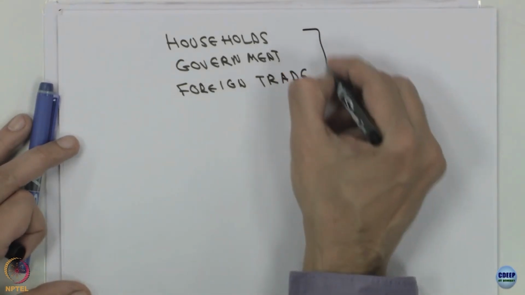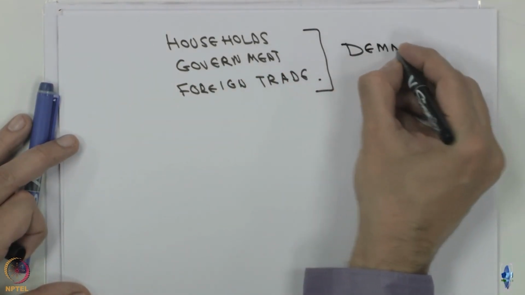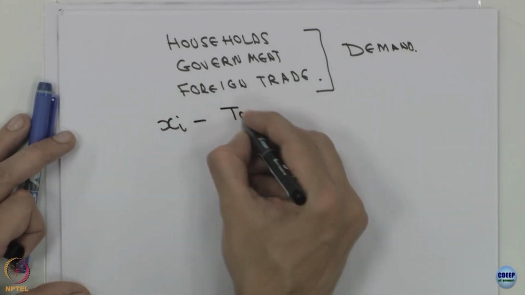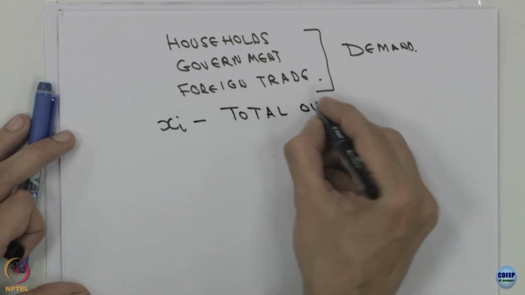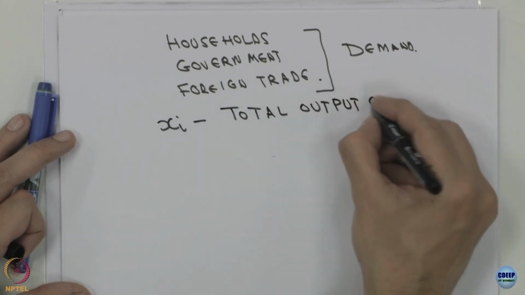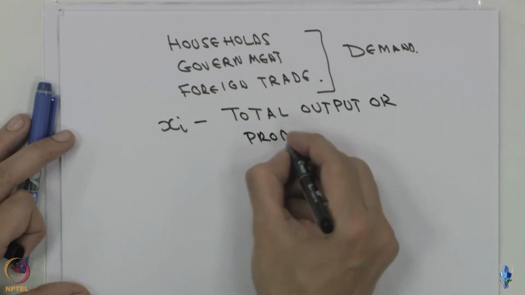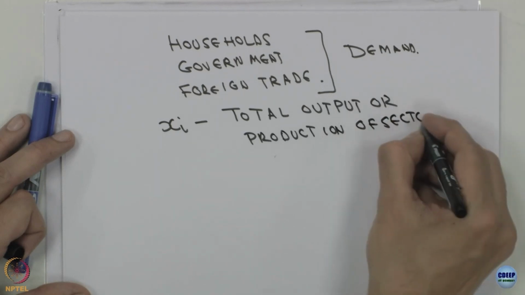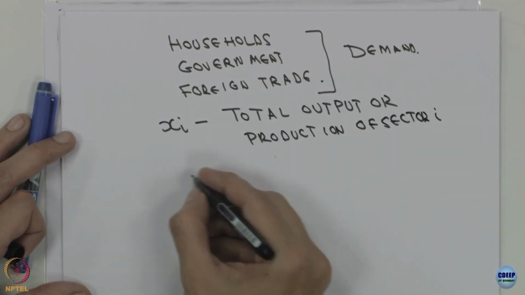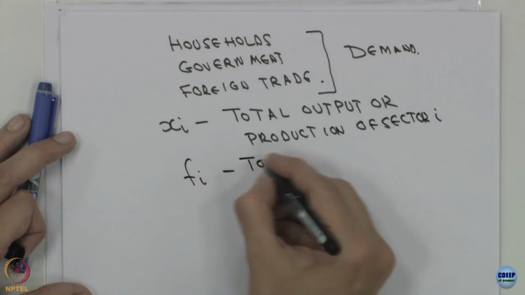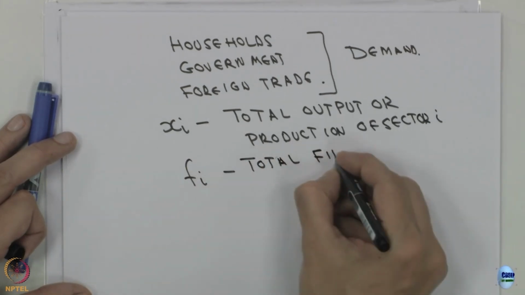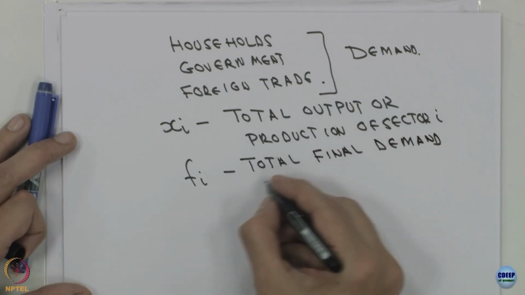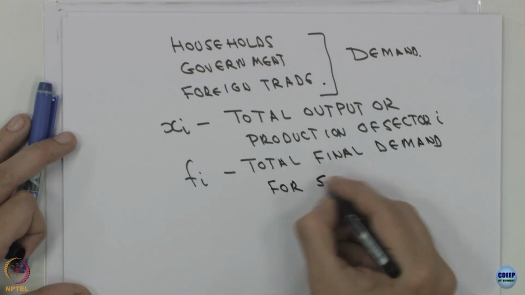So this is the external demand. If we look at Xi as the total output or production of sector I, and Fi is the total final demand for sector I's product.